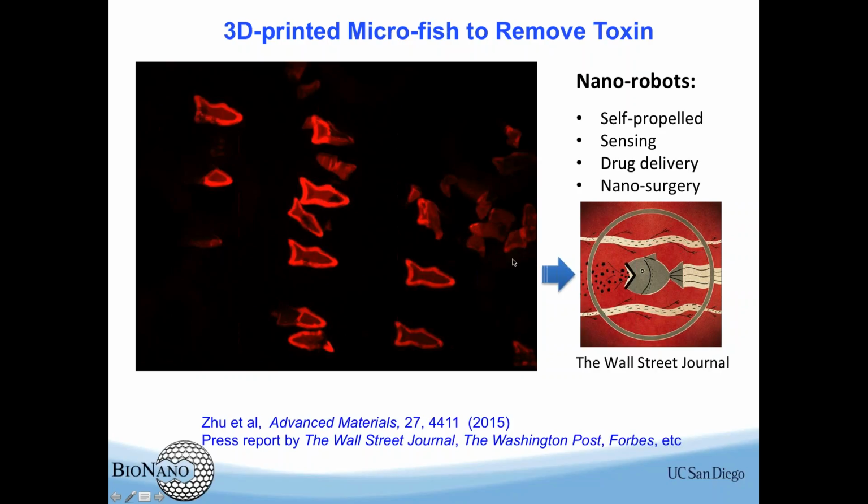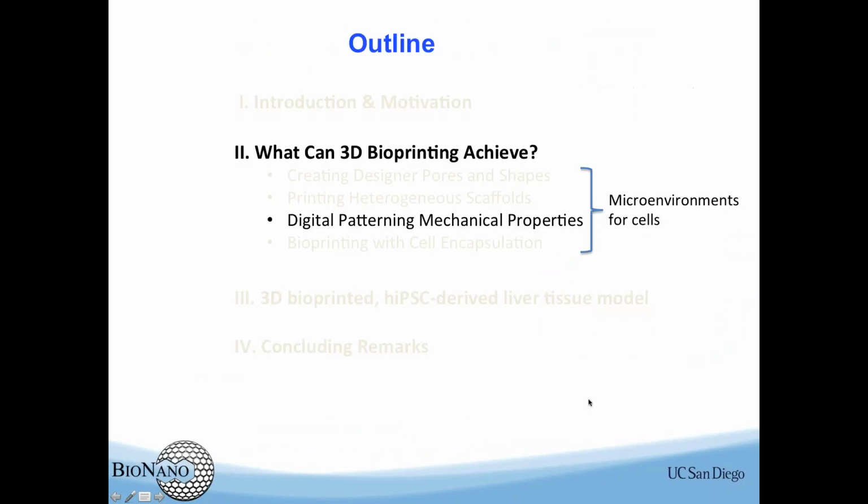Okay, so for us it's fun to work, but for some reason the general public finds it so interesting that we've got press reported by the Wall Street Journal, Washington Post, and Forbes. I think in the long run, you can see these nanorobots that can self-propel. They can do sensing. They can deliver drugs if you want them to, and they can even do nanosurgery actions if you can make this fish more functionalized. Okay, so there's really lots of possibility in the blue sky.